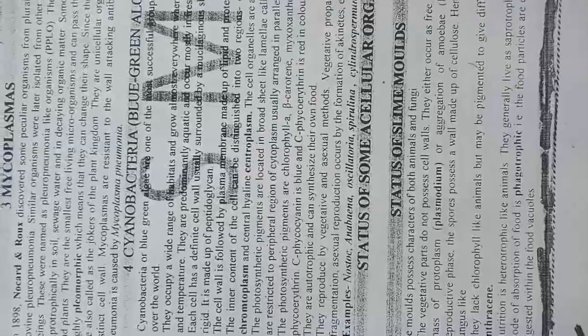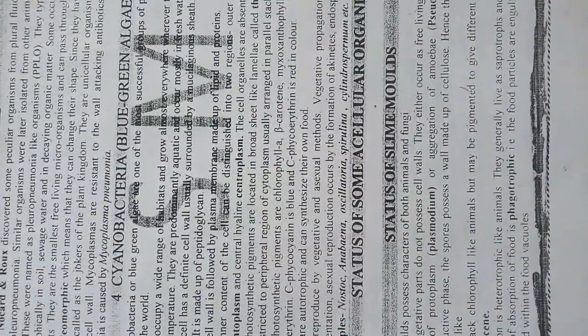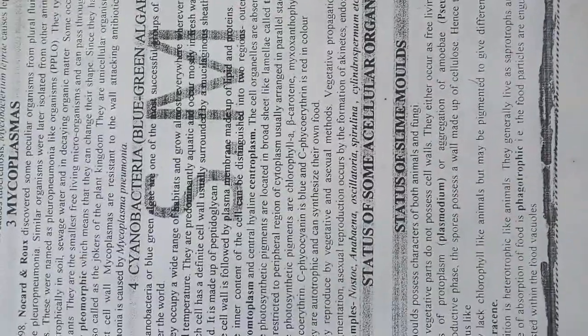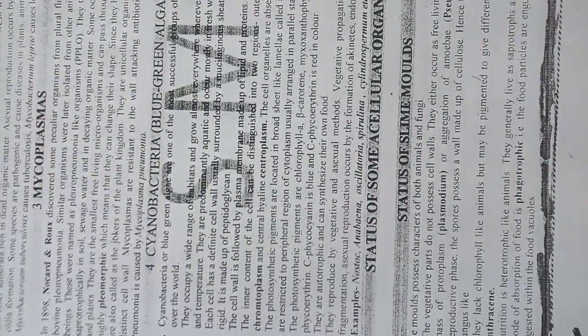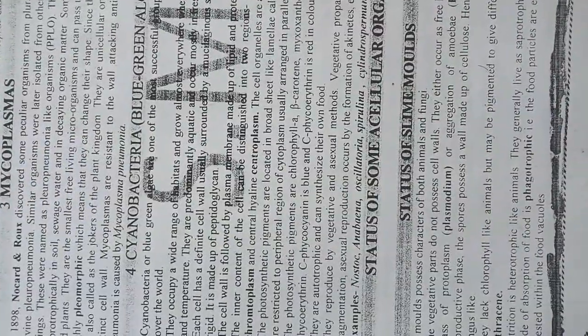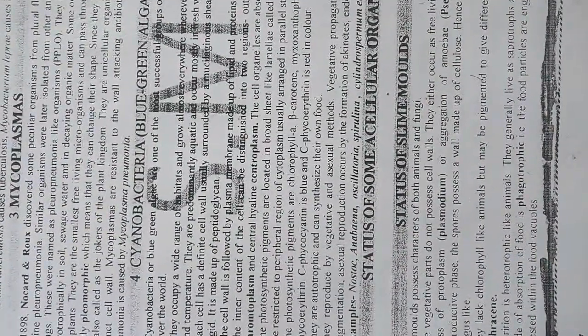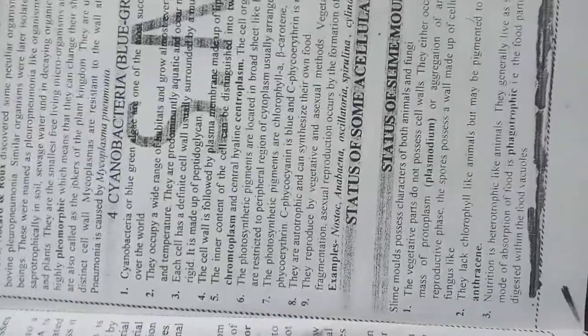C-phycocyanin is blue in color and C-phycoerythrin is red in color. So you should remember here that among these photosynthetic pigments, C-phycocyanin is blue in color, while C-phycoerythrin is red in color.